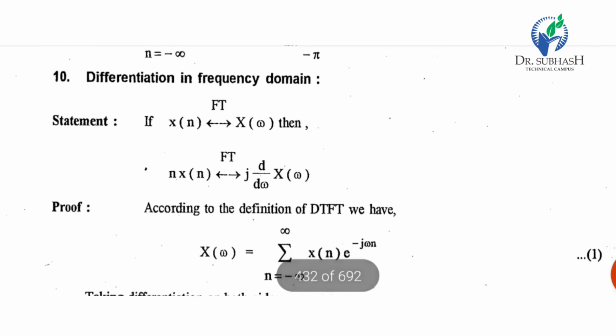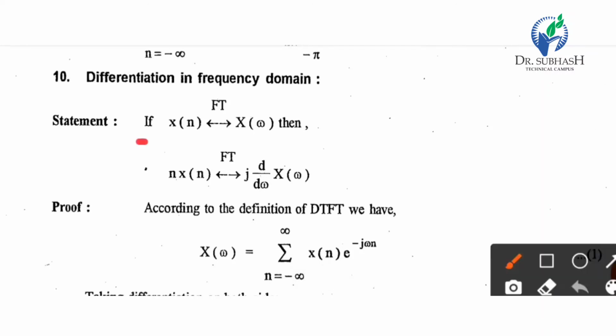The next property is differentiation in the frequency domain. If x of n has Fourier transform x of omega, then n multiplied with x of n has Fourier transform j d by d omega of x of omega.